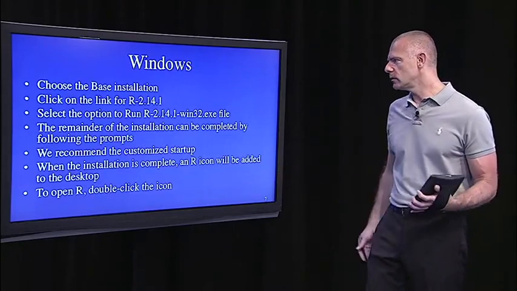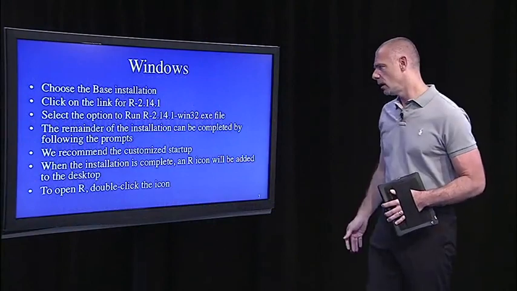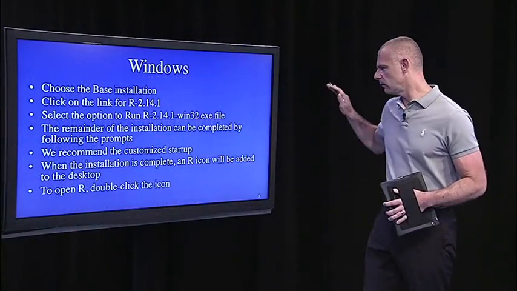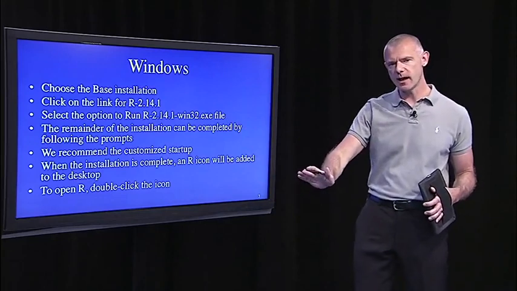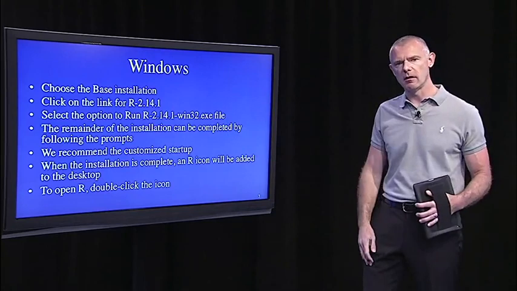If you're working from Windows, then you choose the base installation. You click on the link for, again, R 2.14.1. Select the option to run that executable file, run the .exe file. Again, the remainder of the installation, you just follow the prompts. We recommend doing the customized startup, and you can customize that as you wish. When the installation is complete, the R icon will be added to your desktop. If you want to launch it, just double-click that icon and R will open.